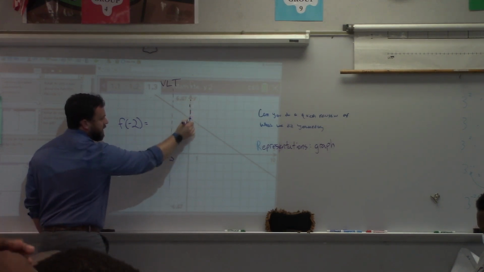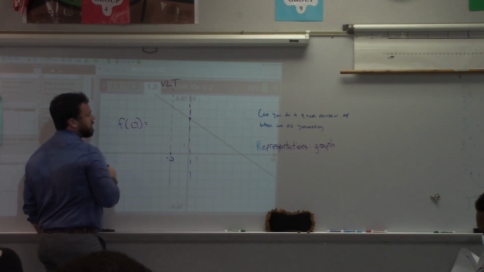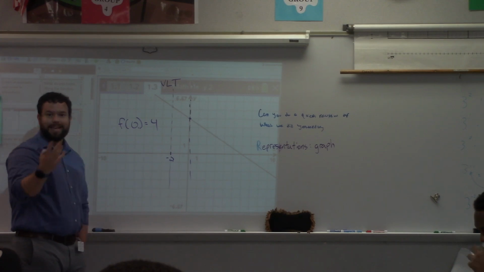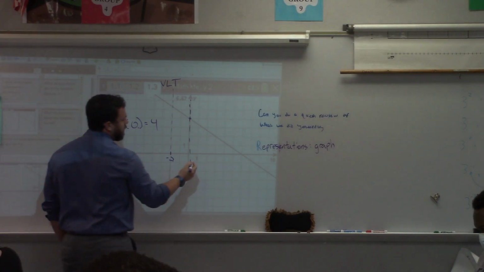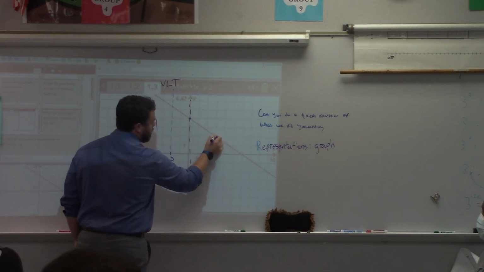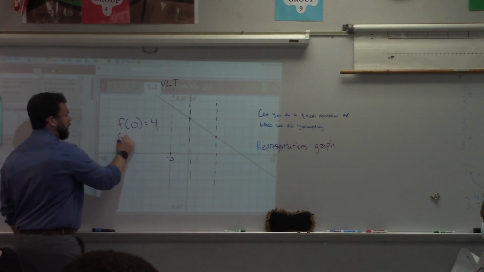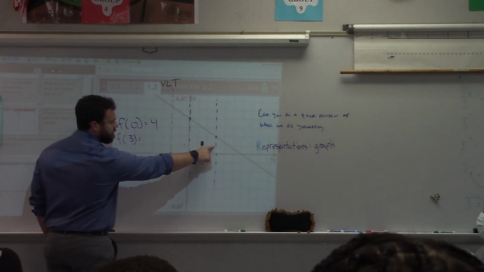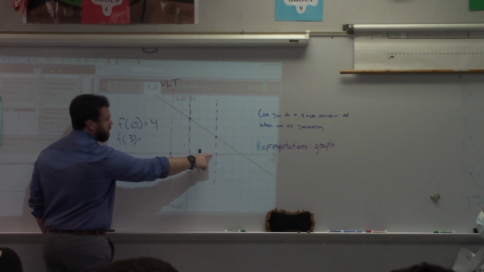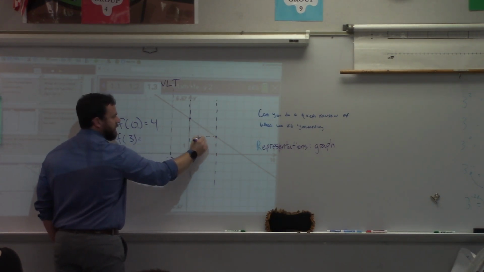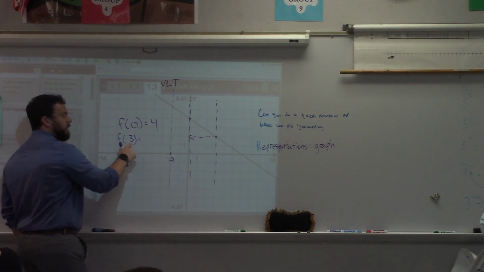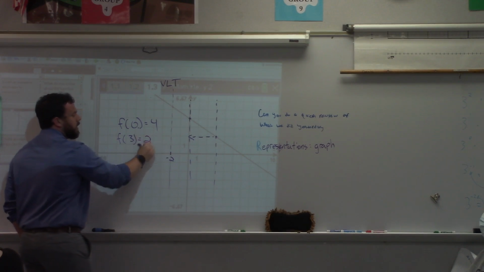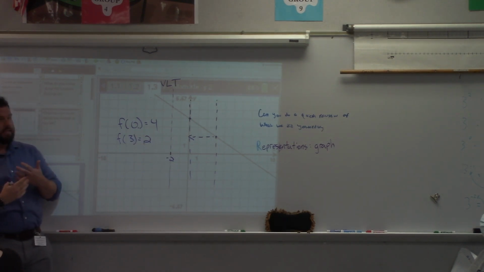If my input is 0, can anyone tell what my output is? 4? 1, 2, 3, 4? If I have an input of 0, do I get any other outputs? No. Okay, so then let's look here. So if I have an input of 3, what's my output? 2, right? Remember, input is which variable or value? X. Output is Y.